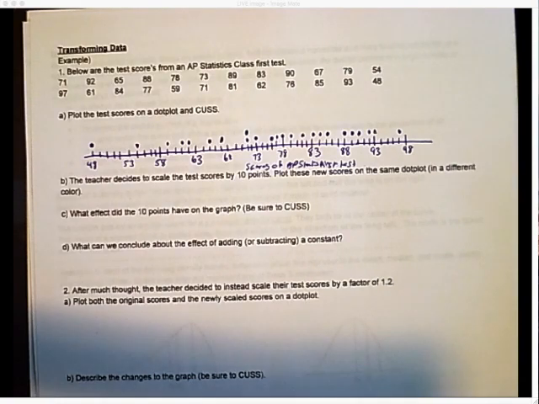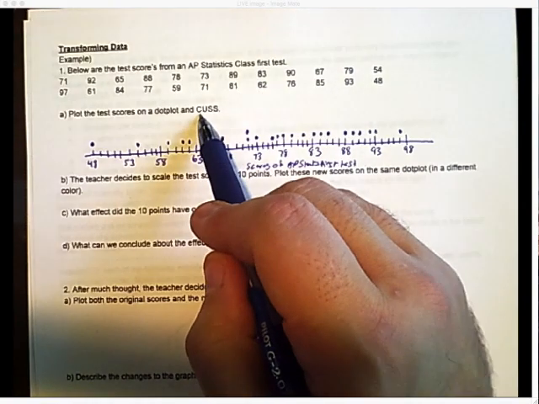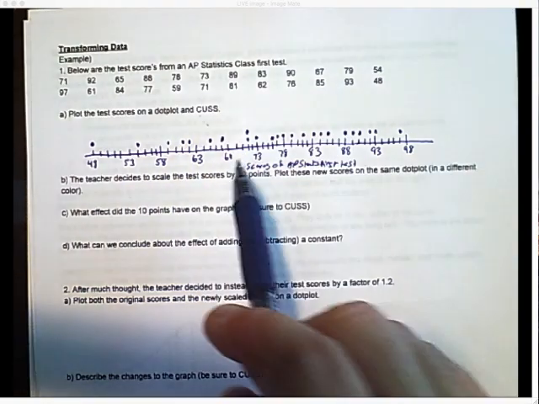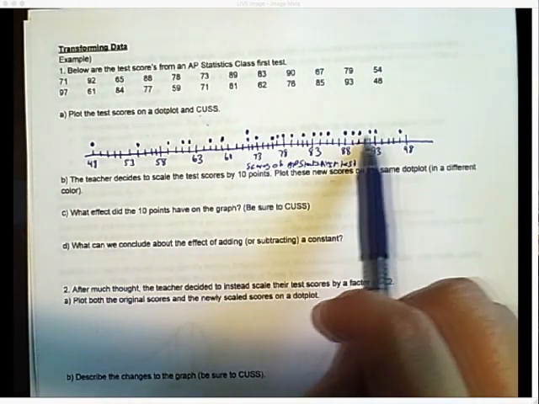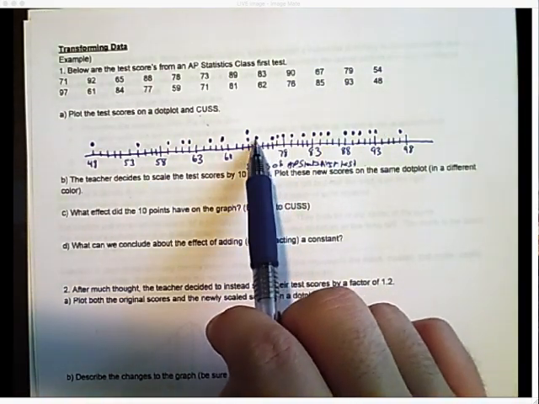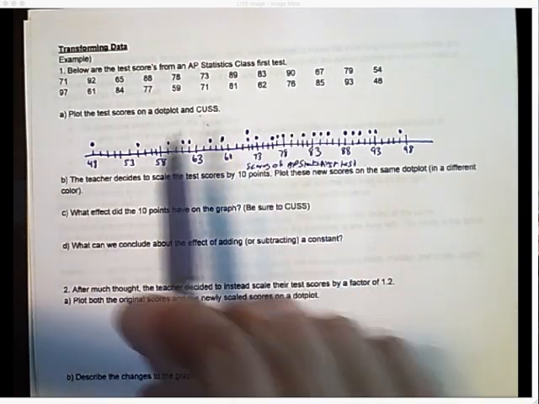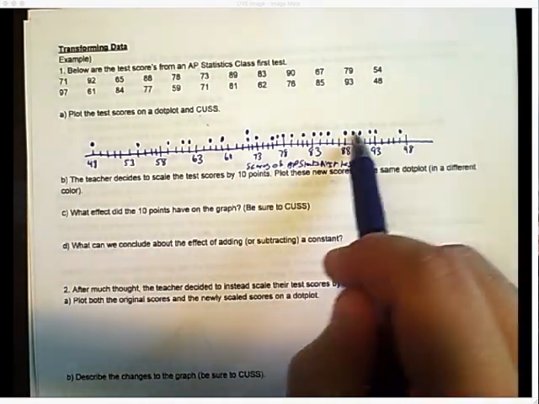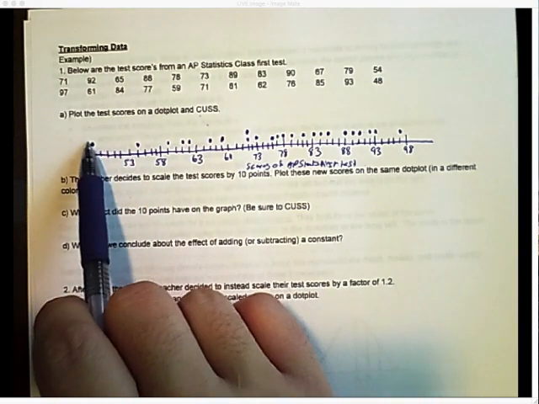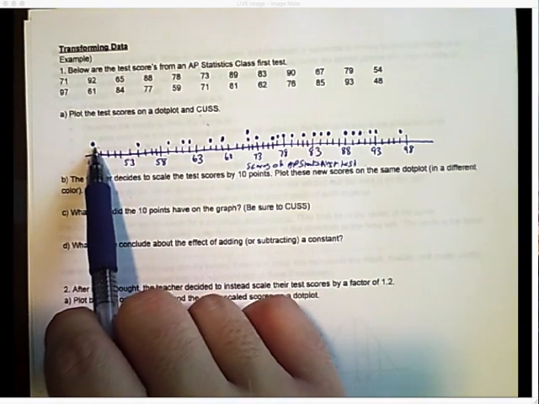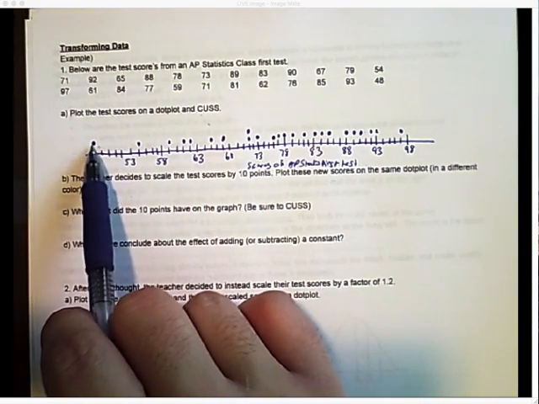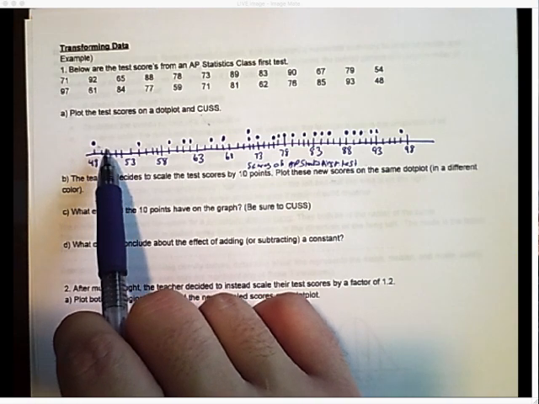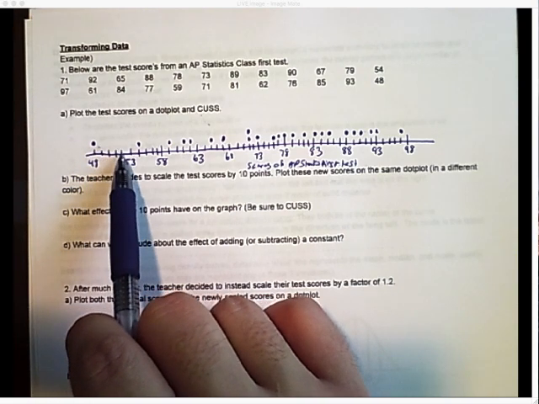For purposes of time, I'm not going to discuss this, but I could look at this and try to find where the center is. I could talk about the center. I could talk about unusual features. The data here looks pretty close to each other. This value might be an outlier, so I could calculate if it was or not. After I found my 5-number summary, I could make a box plot.